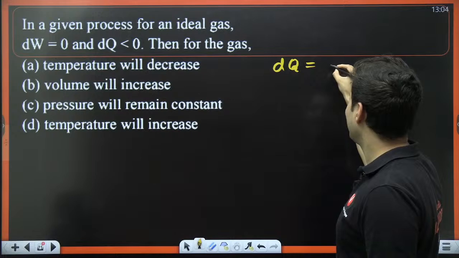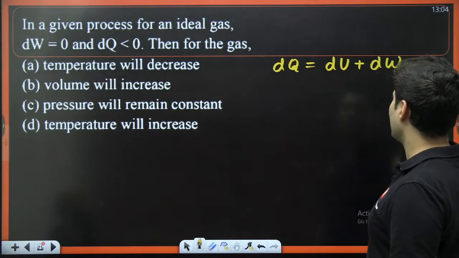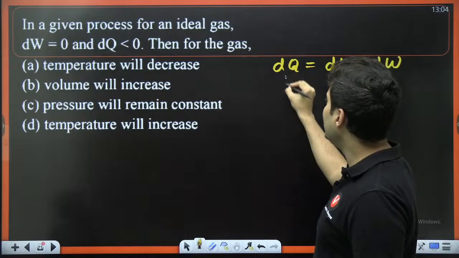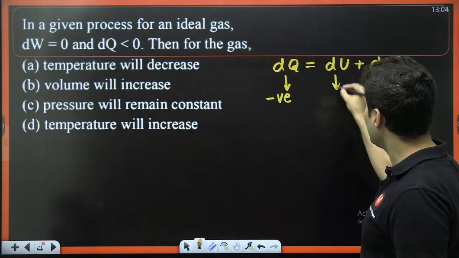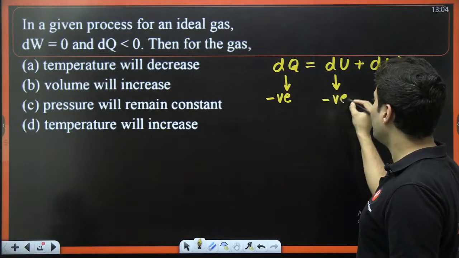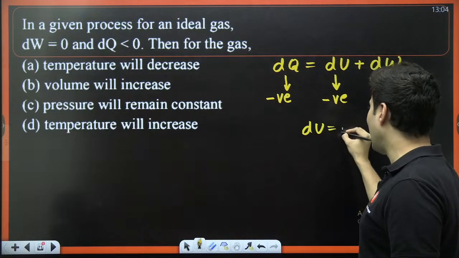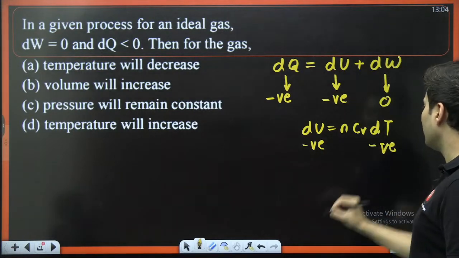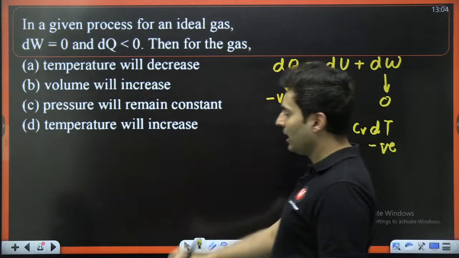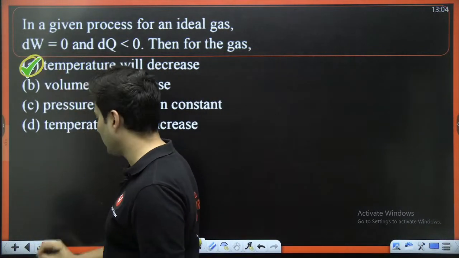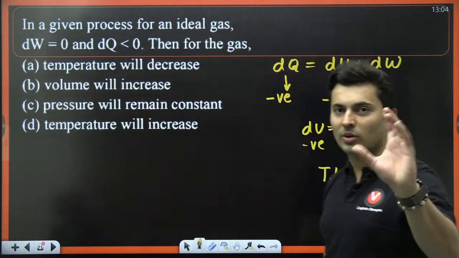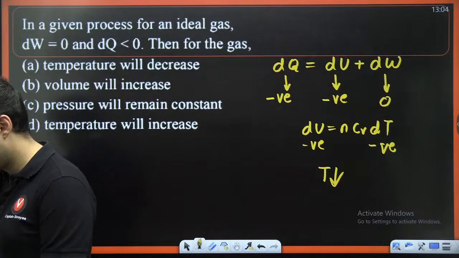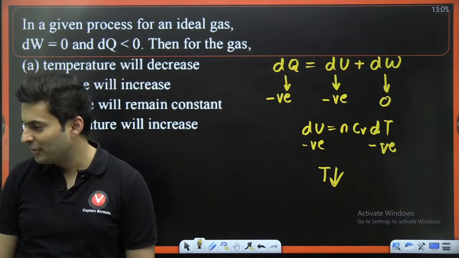dQ is, my bad, dU plus dW. This is our first law of thermodynamics. Work done is 0. dQ is negative. dU is then obviously going to be negative. So dU is nCV dT. So if dU is negative, that means dT is also negative. That means the temperature has gone down. So hence the answer will be A. Yes, A is the correct answer, not B. So what I told before was for something else. Ignore. So this is the correct way of solving it. Is that okay, everyone with me?